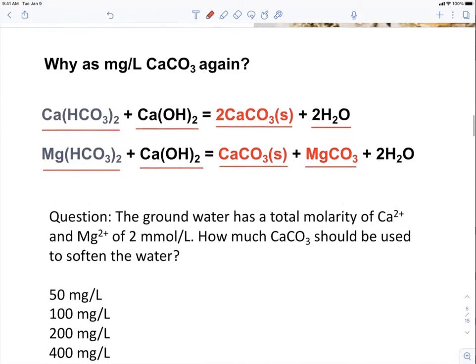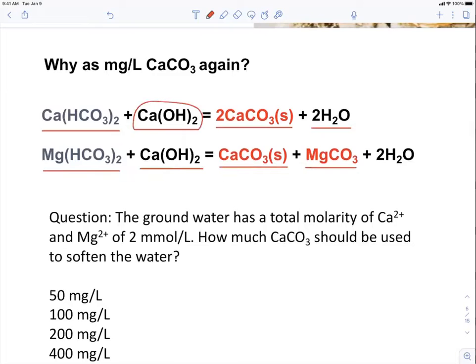So the thing is that this calcium hydroxide actually comes from the calcium oxide when you dissolve it into water. And further, the calcium oxide comes from the limestone, calcium carbonate, when you bake it, right? When you heat it up at high temperatures, you form calcium oxide, right? And then calcium oxide dissolves in water to form calcium hydroxide.